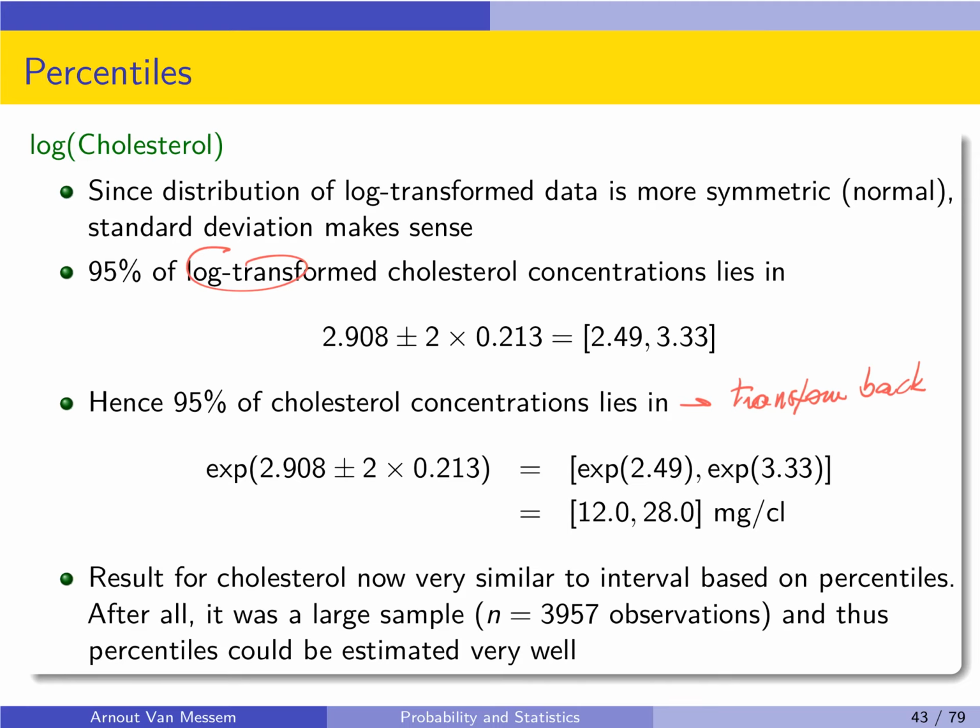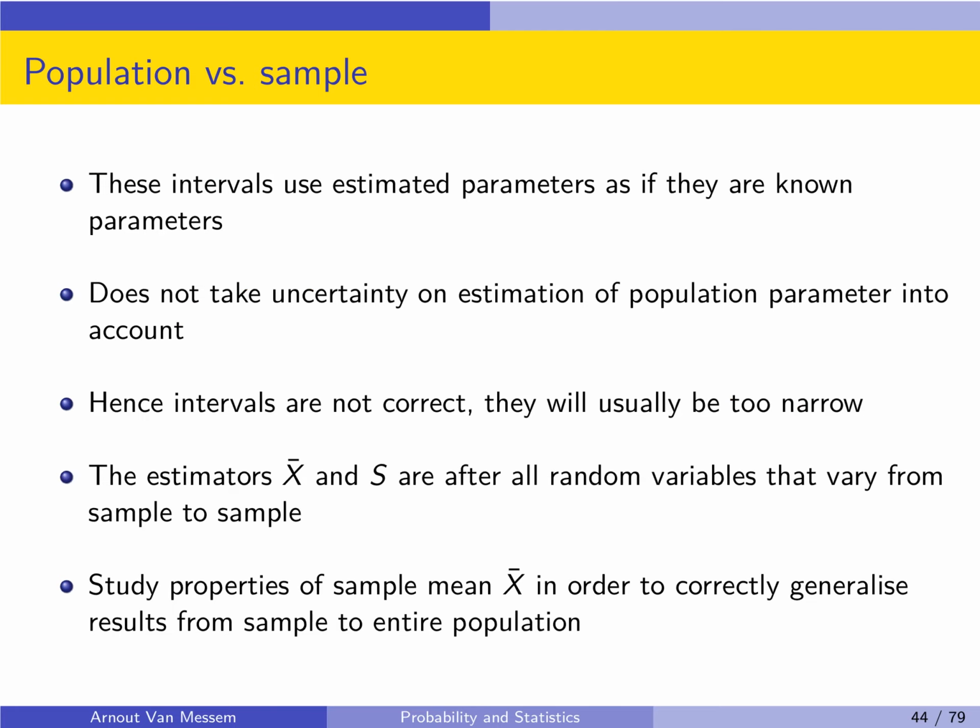We then see that the result that we obtain this way is very similar to the interval based on the percentiles. Also here, the interval is not symmetrical, and the values are very close to the values that we obtained on the previous slide, namely 12.4 and 27.8. Remark that we had a pretty large sample of almost 4,000 observations, and so the estimate is quite accurate. If we have smaller sample sizes, the estimates will be less accurate, and so there might be bigger deviations between the reference interval calculated using the normal definition of a reference interval and the reference interval using the percentiles.